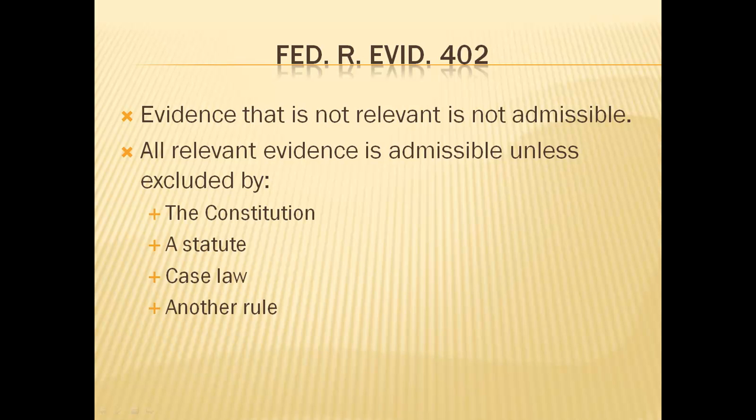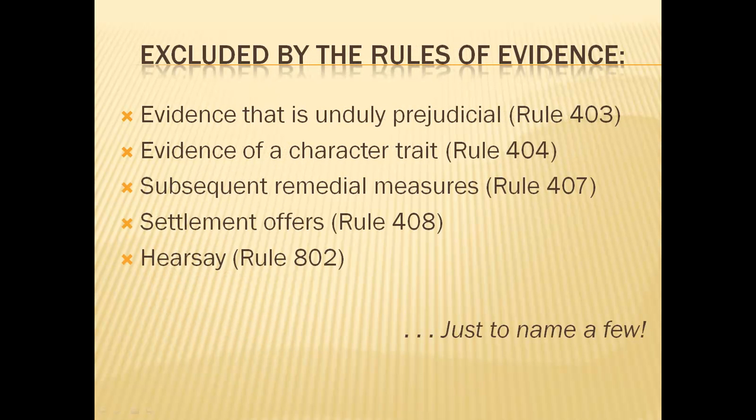What this means is that there might be other reasons why a piece of evidence that would otherwise be relevant could be excluded from trial. There could be a constitutional provision, a statute, a court case, or even another rule in the evidence code that prohibits a certain type of evidence from coming into trial. For example, let's look at just a few of the rule-based exclusions. These rules provide that the following types of evidence will be excluded even though they might be relevant.